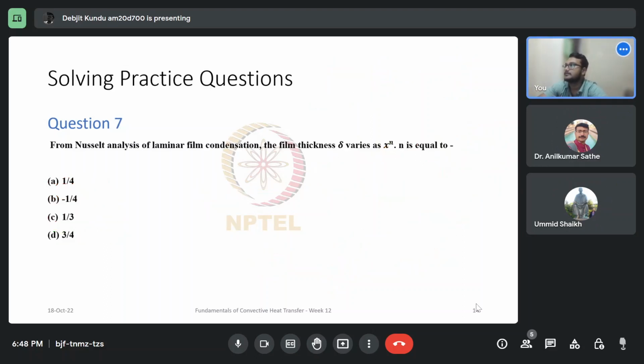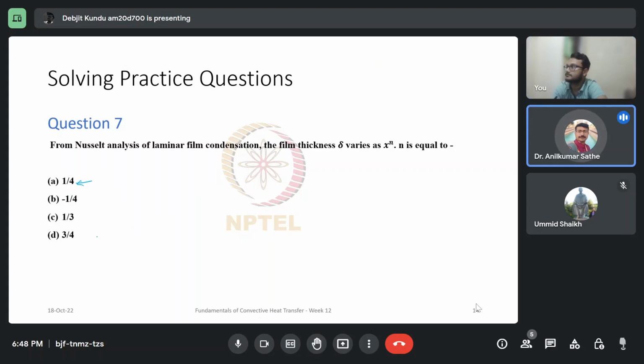Right. Moving on, we move on to question number 7 of today's session. From the Nusselt analysis of laminar film condensation, the film thickness delta varies as x to the power n. Now this n is equal to what? Is it option A, 1 by 4? Option B, minus 1 by 4? Option C, 1 by 3? Or option D, 3 by 4? I don't remember it. 1 by 4. Our answer is 1 by 4.